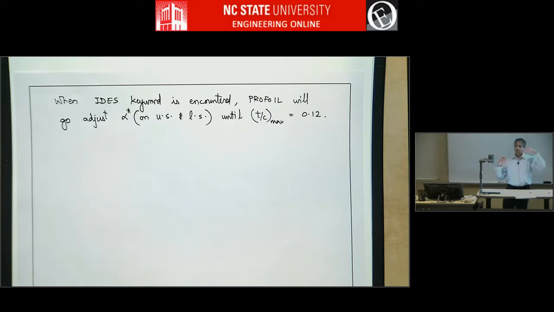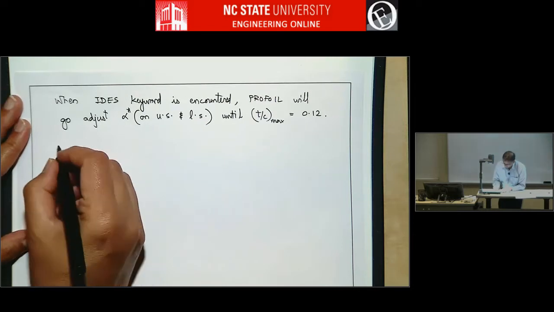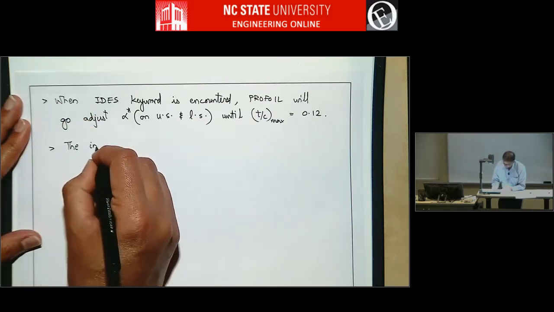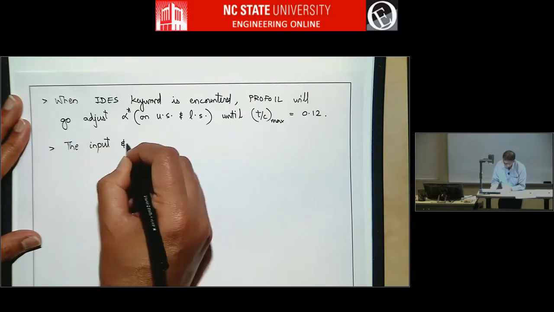So that means the input alpha star you gave, in our case it was 4 degrees, right? We said 4 degrees on the upper surface minus 4 degrees on the lower surface. That's not going to be true anymore. It'll go and change it. So now, input and converged.